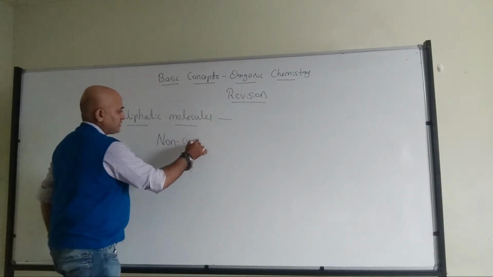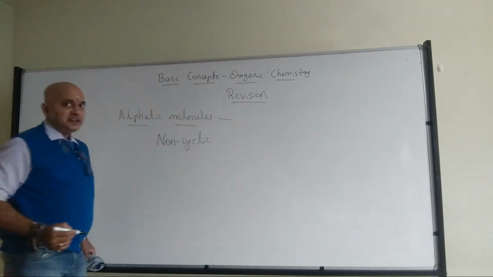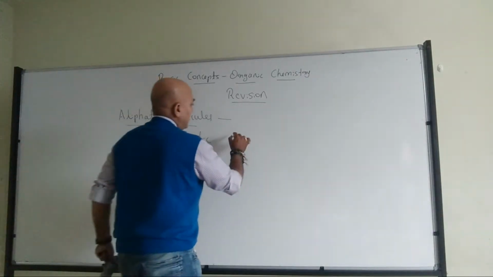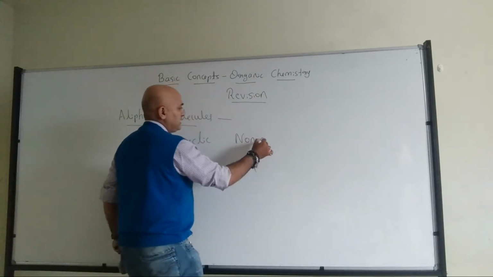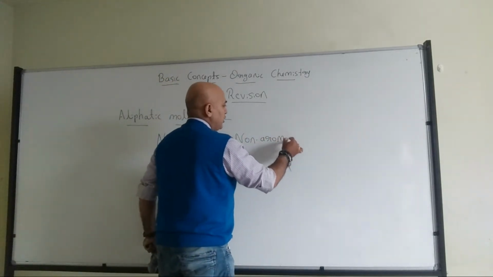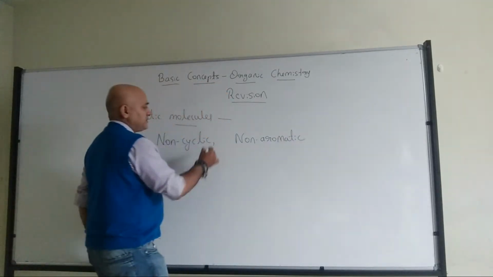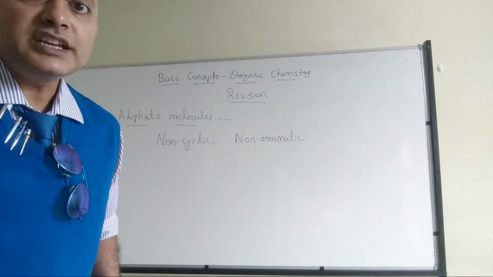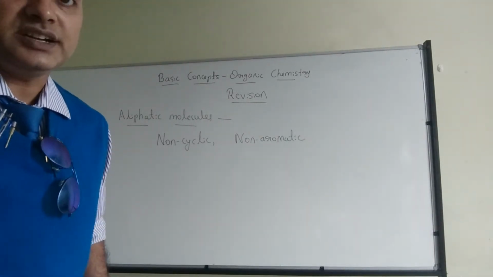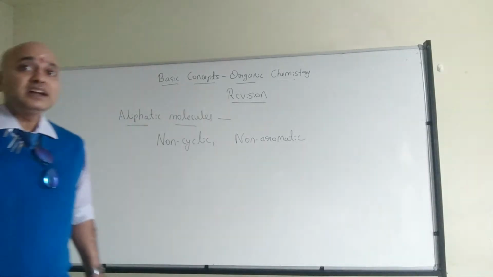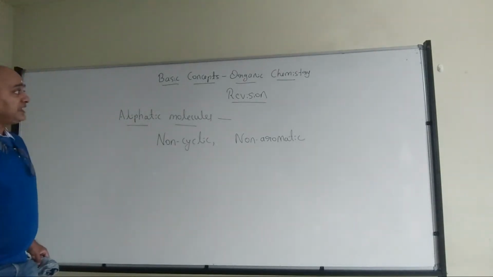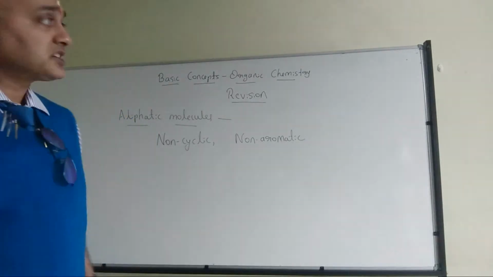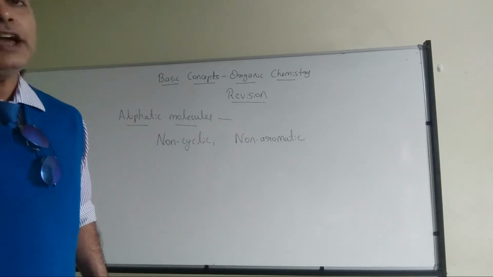So these are the non-cyclic compounds, right? When I am telling non-cyclic, naturally they should be non-aromatic compounds. Because for aromatic compounds, one of the basic requirements is they should have a cyclic structure. That's why we have aliphatic molecules, which are open chain or non-cyclic structures, and which are non-aromatic in nature.